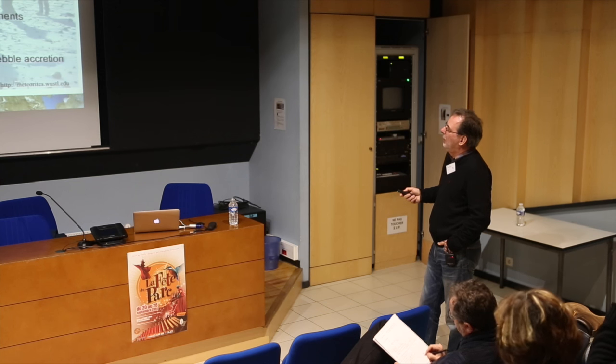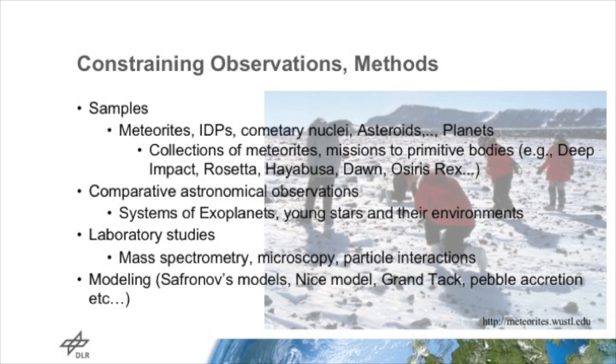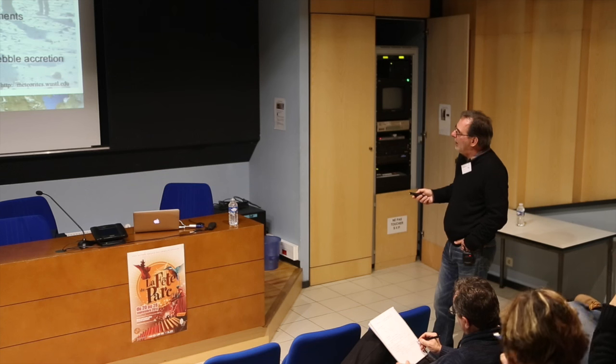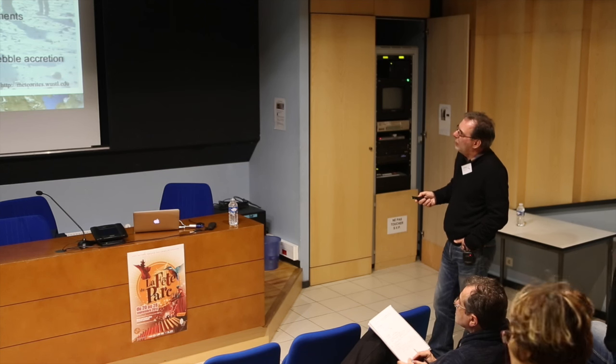Hayabusa, the mission, and Hayabusa 2, the follow-on mission that was launched last year, will provide data that constrain these models. Dawn, and OSIRIS-REx, the NASA mission that is on its way to an asteroid, and Dawn, of course, was visiting Ceres and Vesta, as you probably know. Comparative astronomical observations, systems of exoplanets, young stars and their environments, and so forth. Lab studies, mass spectrometry, and so forth. And then, of course, modeling.